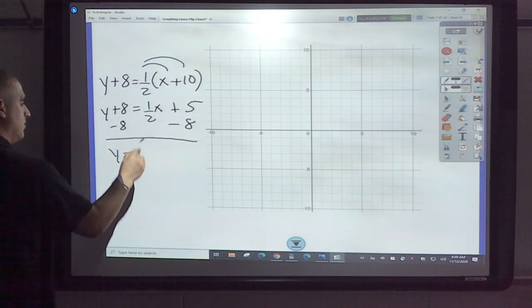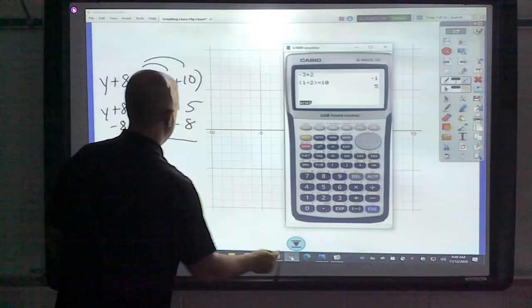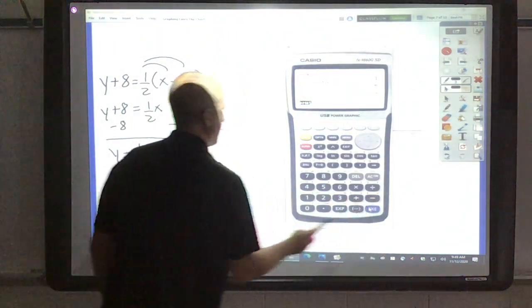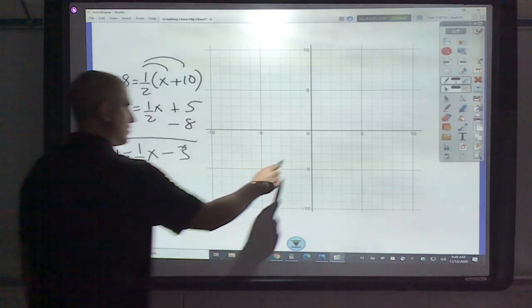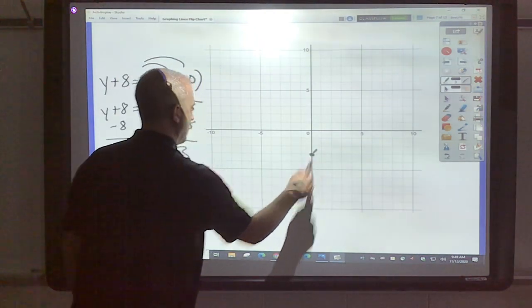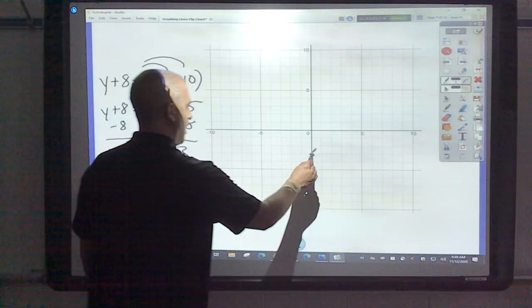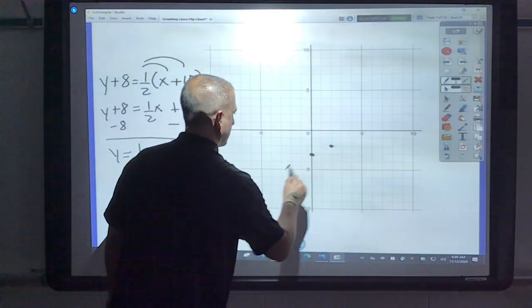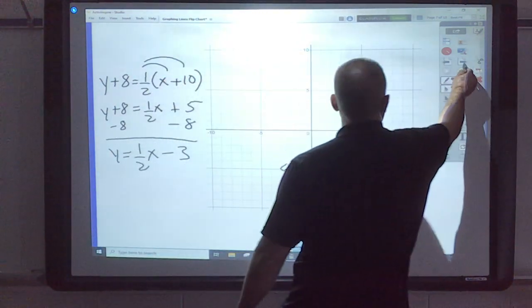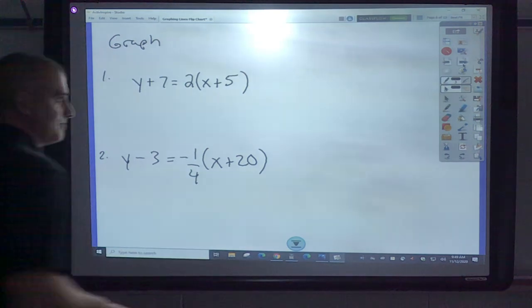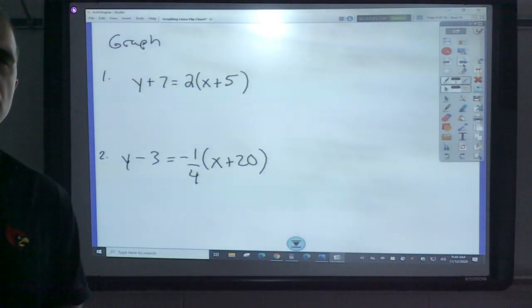So I got y equals 1/2 x, 5 minus 8 is -3. So my y-intercept is -3, 1, 2, and 3 on the y-axis. What does this mean? Up 1, right 2, connect the dots. Okay? So why don't you go ahead and pause your video, okay?